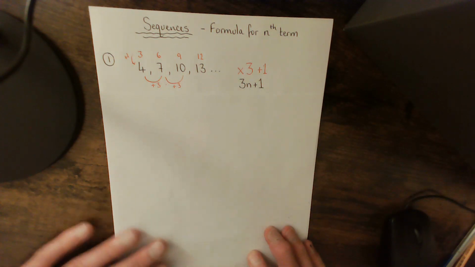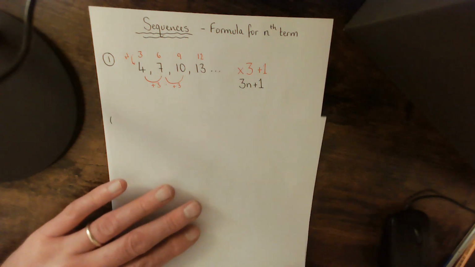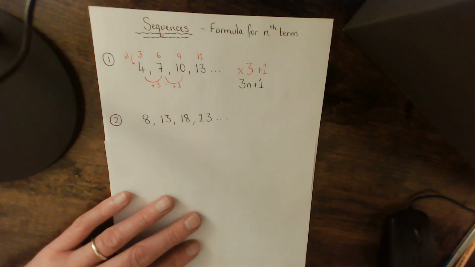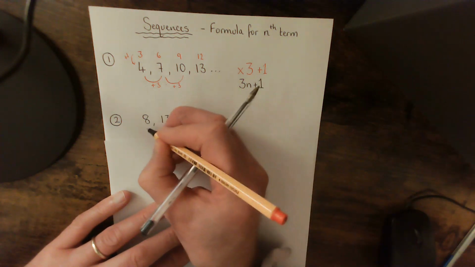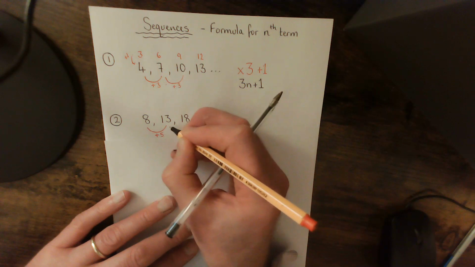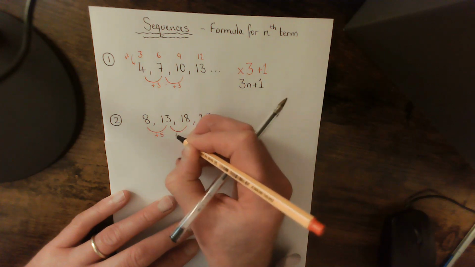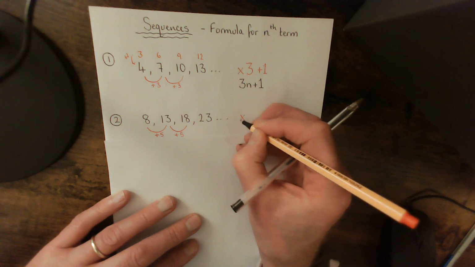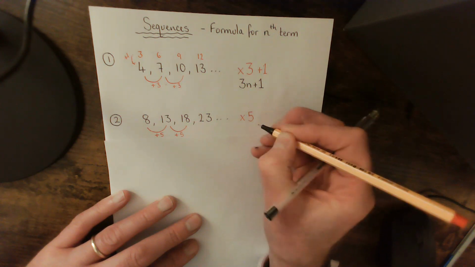Straightforward, I hope. I'm going to try a second one for you. I've got 8, 13, 18 and 23. What do we look for? Check the pattern, add 5. Because it's add 5, it becomes times 5.